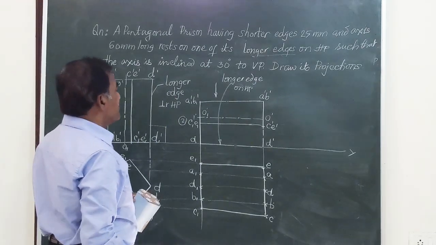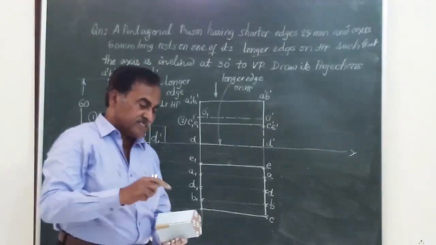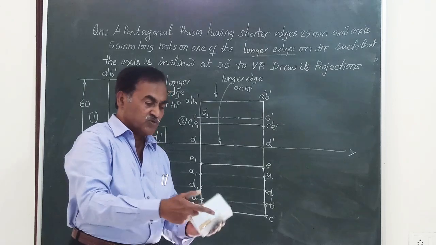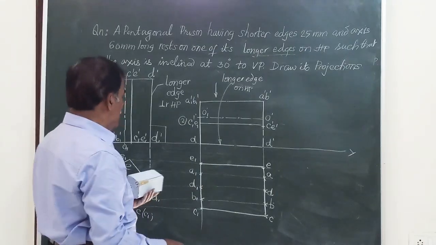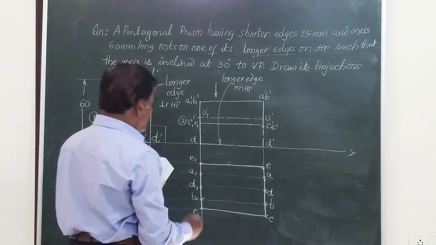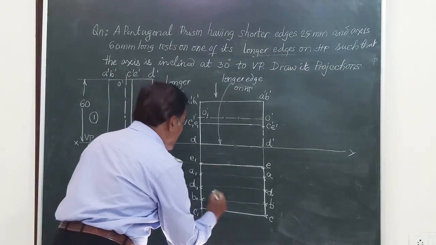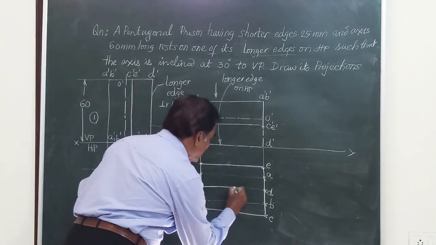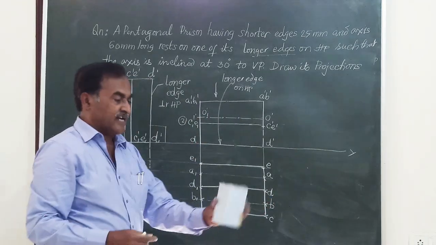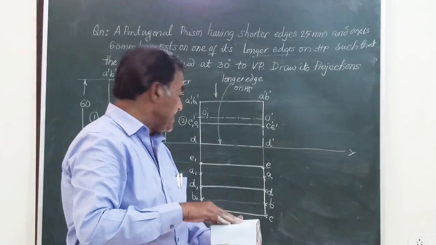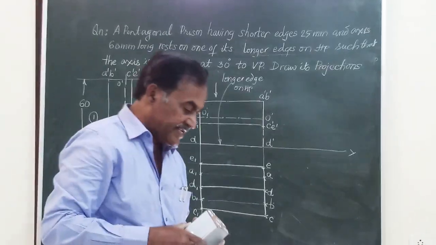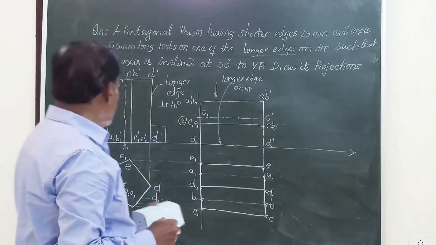And here, friends, if you observe, you can see 1, 2, 3. These 3 longer edges are visible to the observer. So which are the longer edges? This is one longer edge, second longer edge, this is the third longer edge. And I can show you here. So the object is resting like this on the rectangle. So you will be able to get these rectangles.